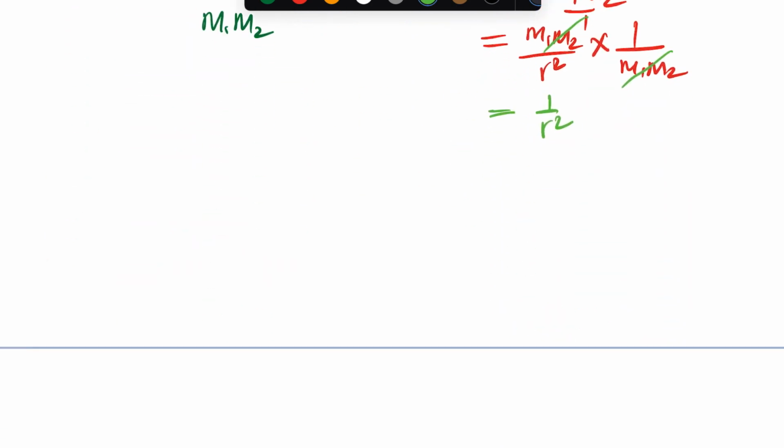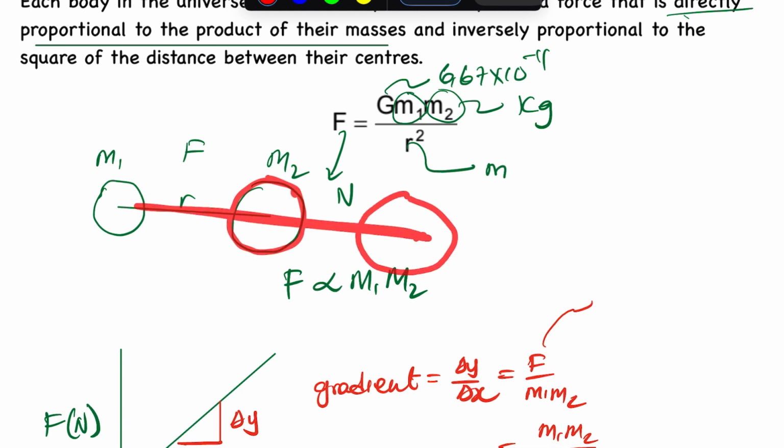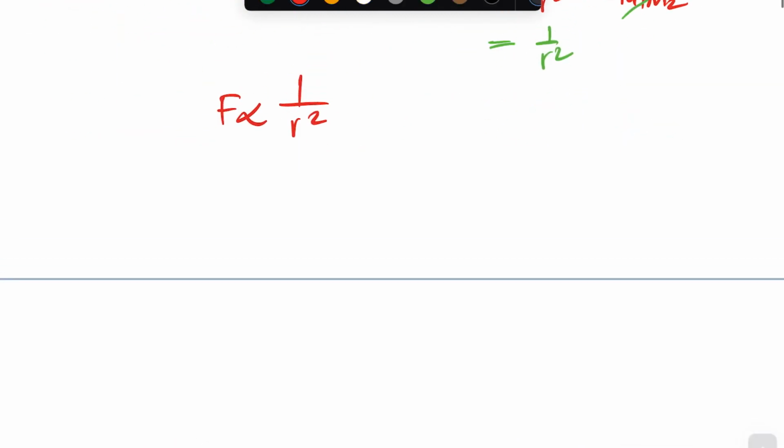Now again, the force is inversely proportional to the squared distance. What do we mean by the squared distance? If I place this and I increase the distance, now it's going to be there. Do you see the distance is increased? The force is going to be weaker. So the more the distance between them, the weaker the force. So they are inversely proportional.